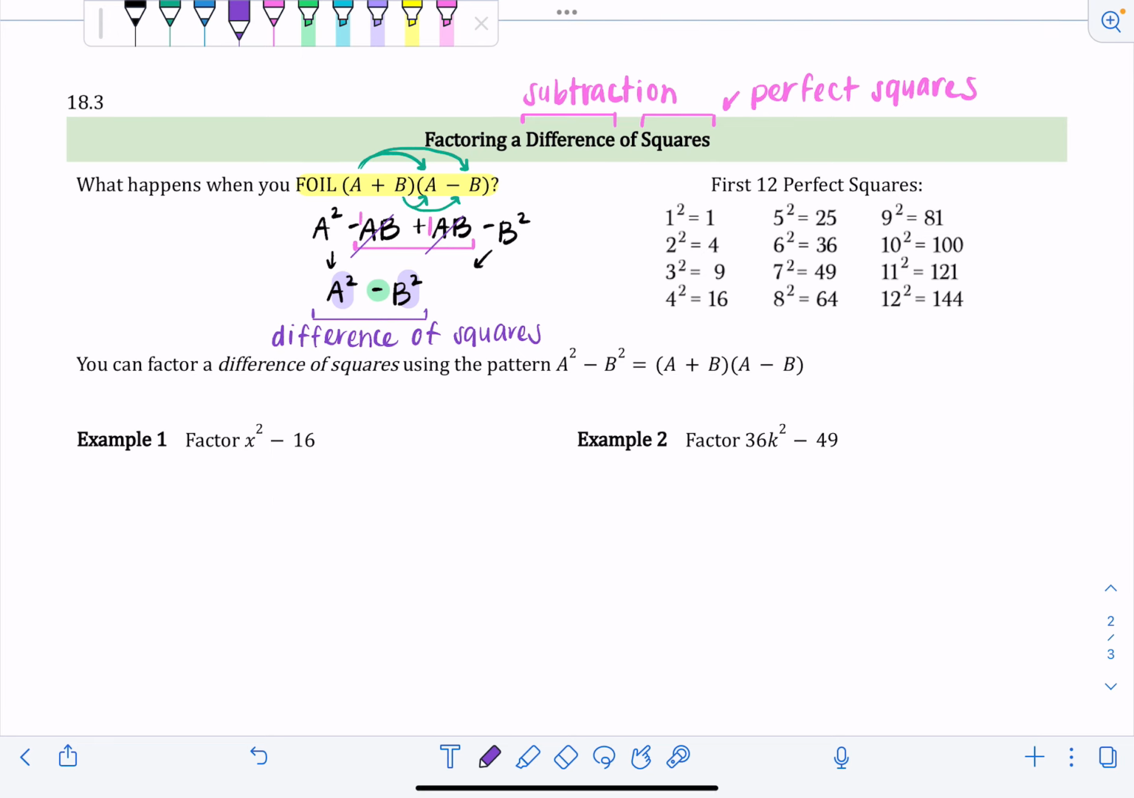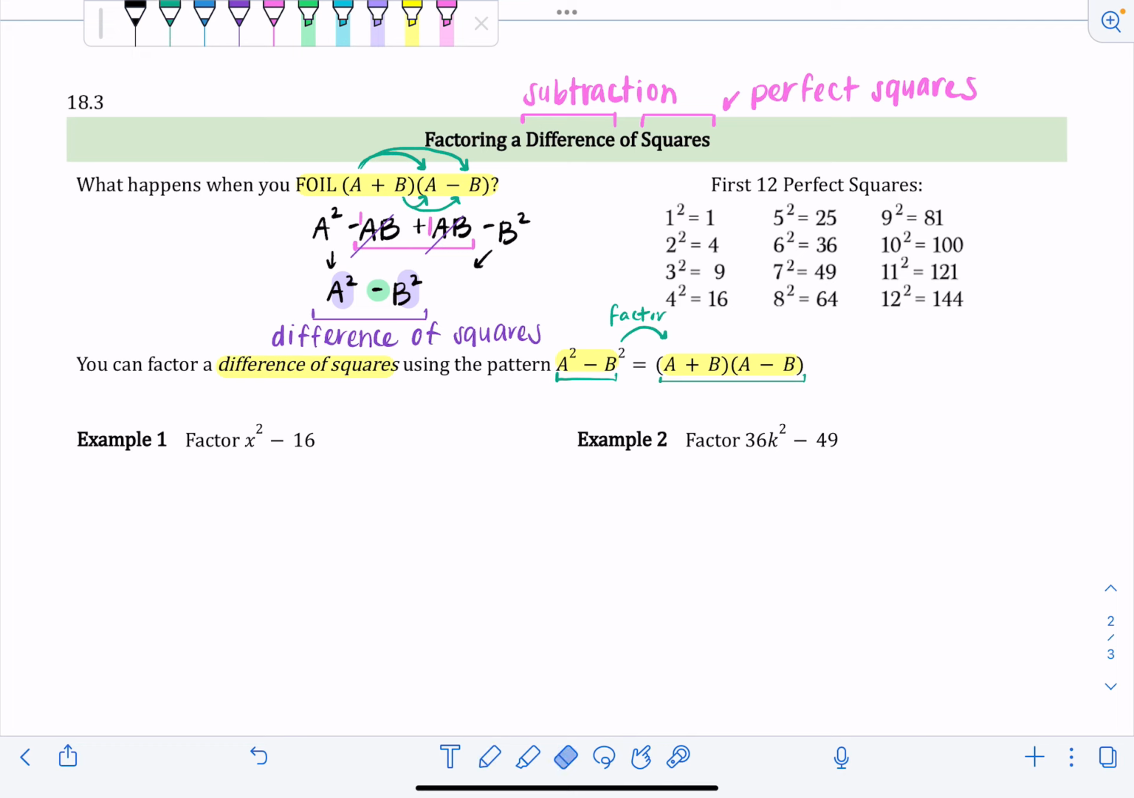Okay, so next you can factor a difference of squares using the pattern a squared minus b squared equals a plus b times a minus b. So this is where our problem is going to start, a squared minus b squared, and this is where it's going to end after we factor. It's going to look like a plus b times a minus b, but a's and b's will be replaced with something different. So factoring, side note, factoring is like the opposite of multiplying or the opposite of FOILing sometimes.